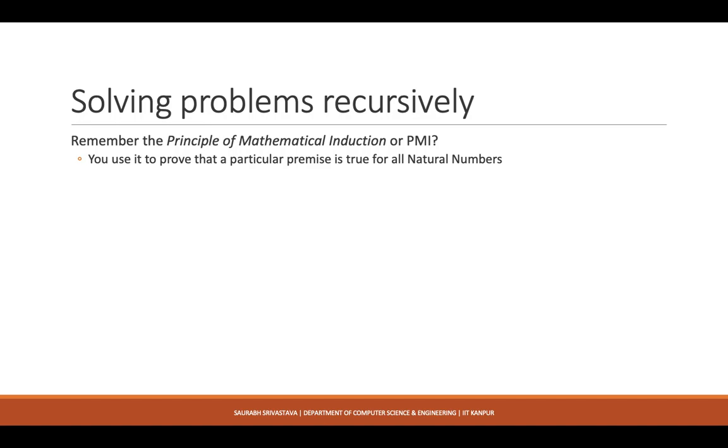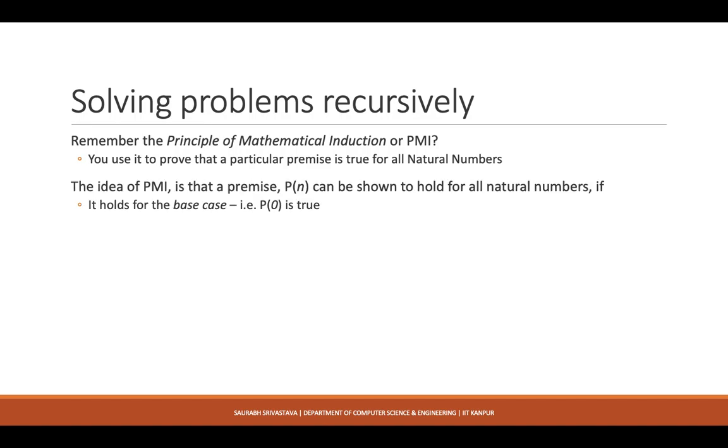0, 1, 2 and so on. And how do you use it? Basically, you say that Pn holds can be shown if it holds for the base case, that is 0. So you show that P0 is true, then you assume that for some natural number k, Pk is true, and then if you can show or prove that Pk plus 1 is also true, then you are done, right?